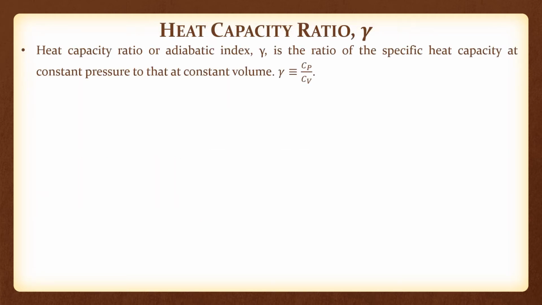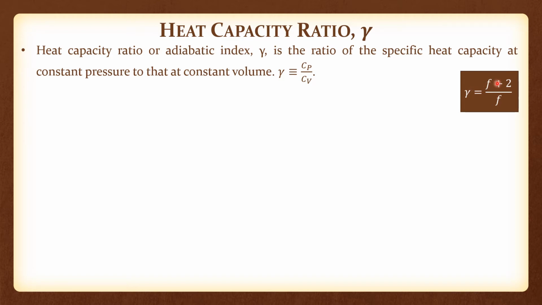Heat capacity ratio, or often also called the adiabatic index. This gamma is a ratio of the specific heat capacity at constant pressure to that at constant volume. Now, what does this mean really? Of course, before we look at the physical significance of gamma, we notice that Cp is (F plus 2) by 2 times R, and Cv is F by 2 times R, and therefore gamma is simply (F plus 2) by F, where F is the number of degrees of freedom available for the ideal gas.